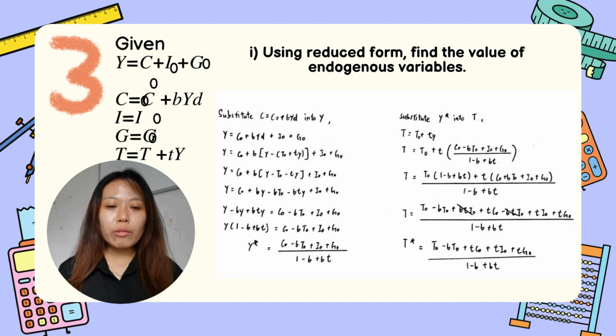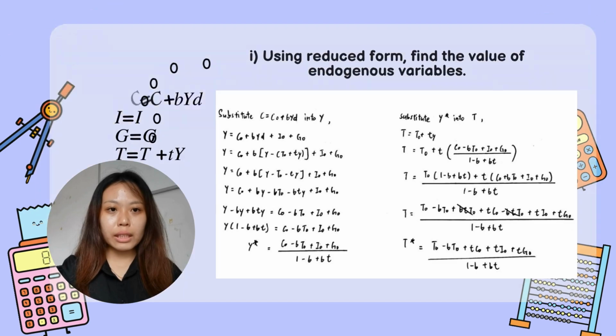After that, to find the value of endogenous t, we substitute the value of y into the t equation, which is t equal to t null plus t times c null minus bt null plus I null plus g null divided by 1 minus b plus bt, which is the value of y. After we solve it, we will get the value of endogenous t is t null minus bt null plus tc null plus ti null plus tg null divided by 1 minus b plus bt.